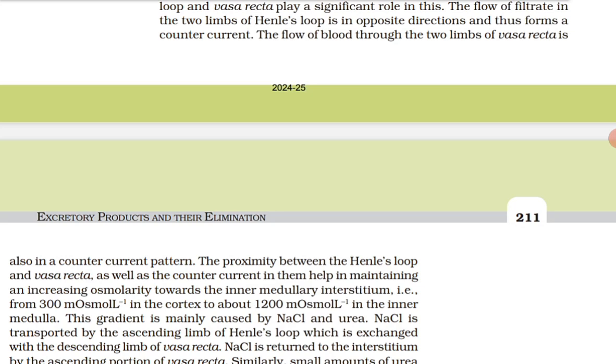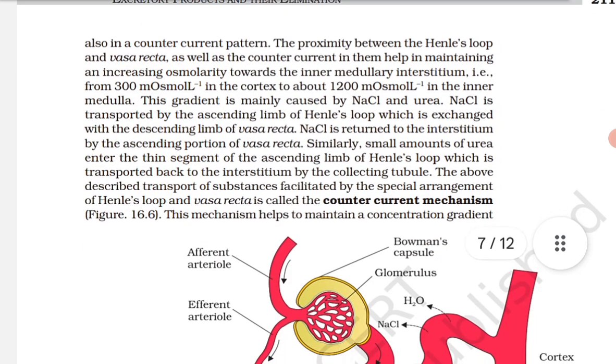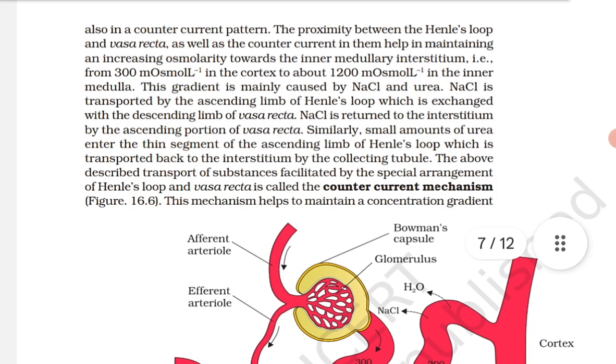The above described transport of substances facilitated by the special arrangement of Henle's loop and vasa recta is called the counter current mechanism. This mechanism helps to maintain a concentration gradient in the medullary interstitium. Understood? Presence of such interstitial gradient helps in an easy passage of water from the collecting tubule, thereby concentrating the filtrate. Human kidneys can produce urine nearly 4 times concentrated than the initial filtrate formed.